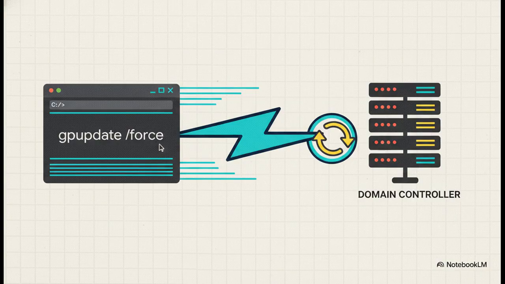Normally, machines just quietly update their group policies in the background or when they restart. But what if you push a critical security fix and you need it on a specific machine right this exact second? You just open up the command prompt on that computer and run gpupdate /force. That immediately tells the machine to grab your latest policy settings.